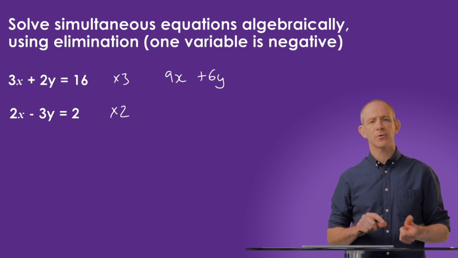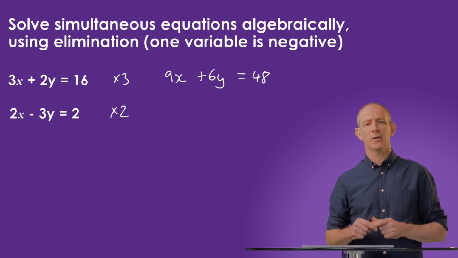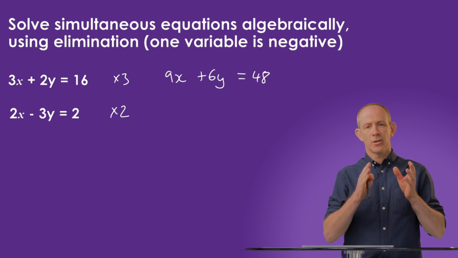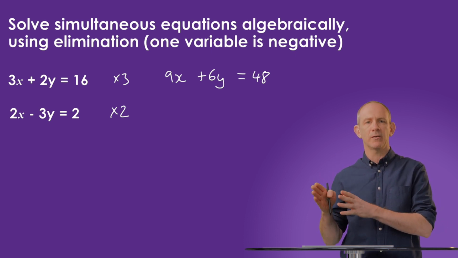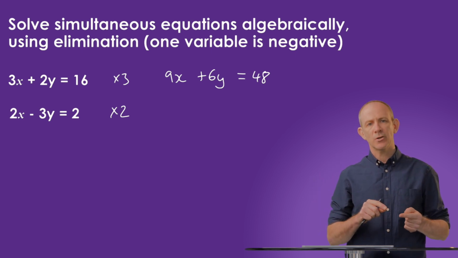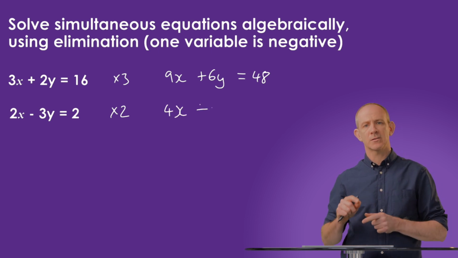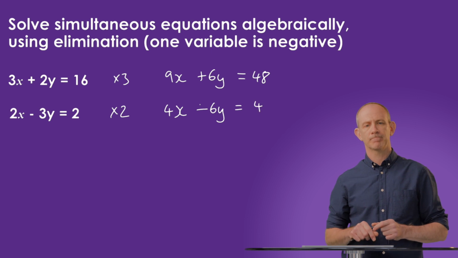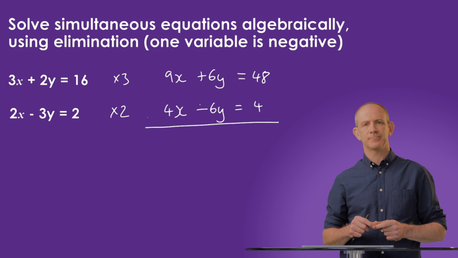So I'm going to multiply the first equation by 3 and get 9x plus 6y, which will equal 48. Notice I've multiplied each of those terms and the answer by 3. The second equation I'm going to multiply by 2 and get 4x minus 6y, which would equal 4. I'm going to draw a line under these and add these two equations together.